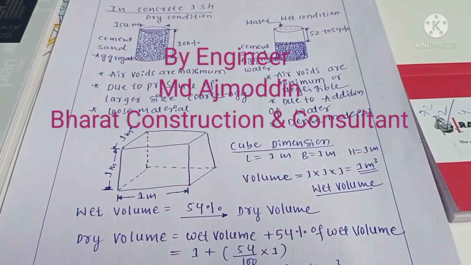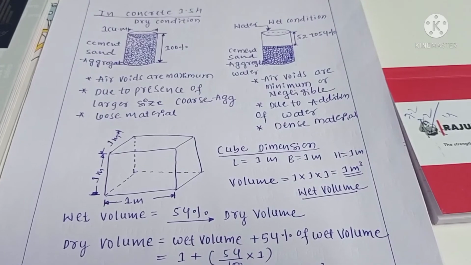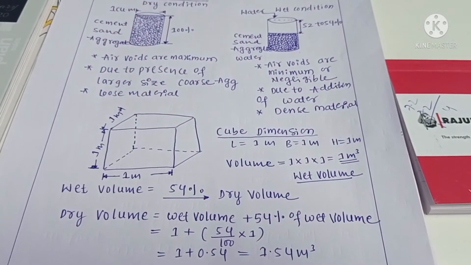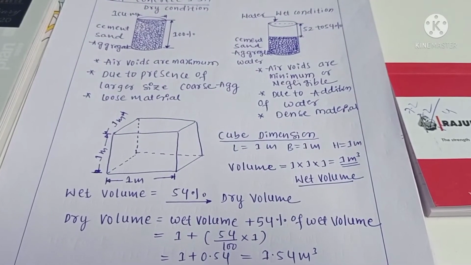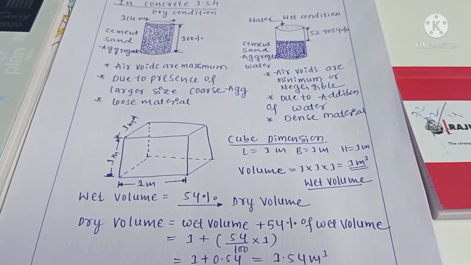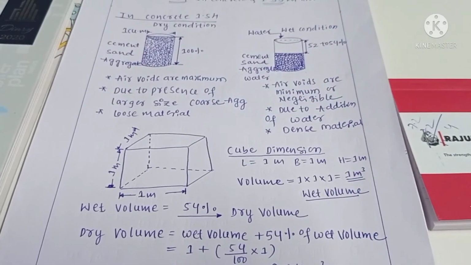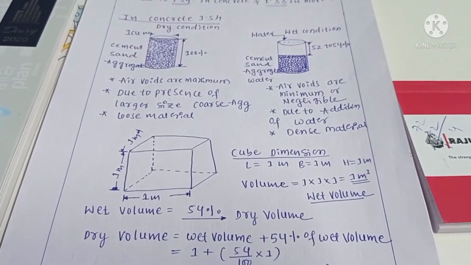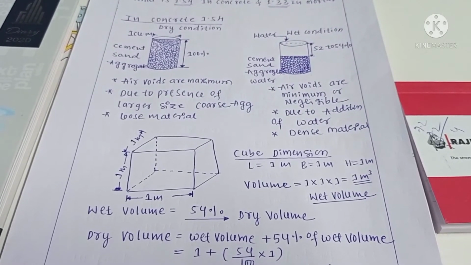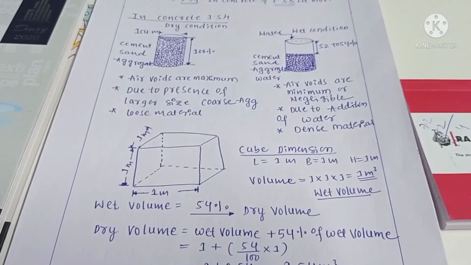Take 1 cubic meter, a cube whose dimensions are length 1 meter, breadth 1 meter, height also 1 meter. So the total volume is 1 meter cube, and that is nothing but the wet volume. Whatever volume we get from the field, for structural elements like beam, column, footing, slab, whatever the length, breadth and depth we get, if we convert all of that into volume, the volume we get from the field dimensions is nothing but the wet volume.